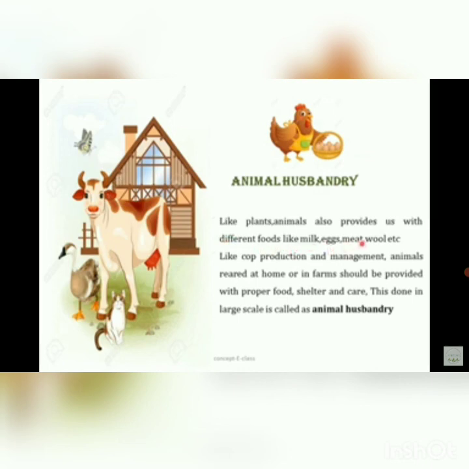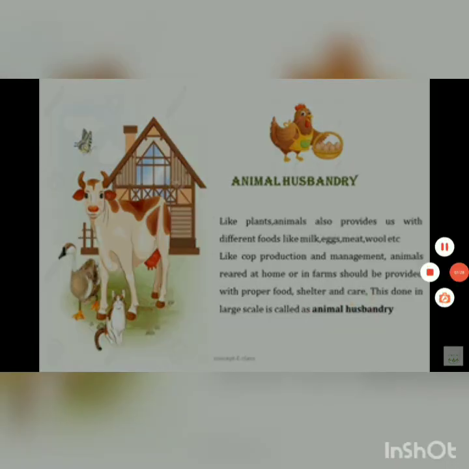Then there is animal husbandry, which provides us food like milk, eggs, meat, wool, etc. Like in crop production management, animals reared at home and in farms should be provided with proper food, shelter and care. This is called animal husbandry.